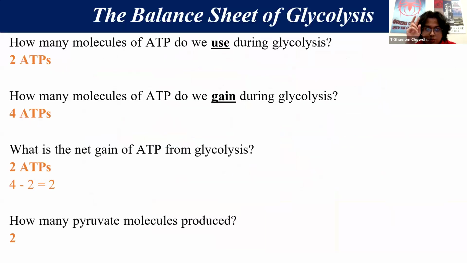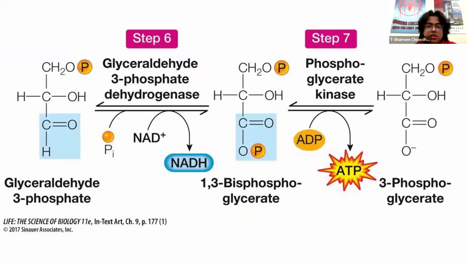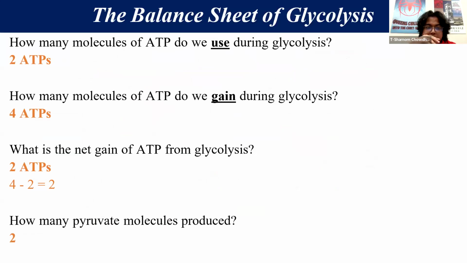So we use up 2 molecules of ATP during glycolysis, but as you see here, we gain 4 molecules of ATP, as you see through the red circles. Use up 2 ATP, we gain 4 ATP. So our net gain from glycolysis is 2 ATP, and we also produce pyruvate molecules.